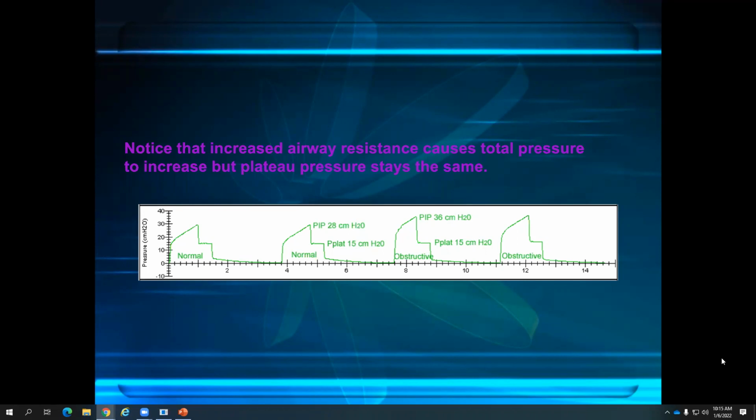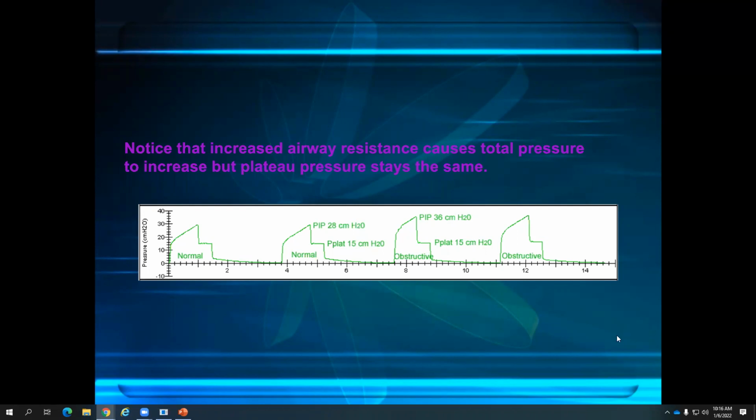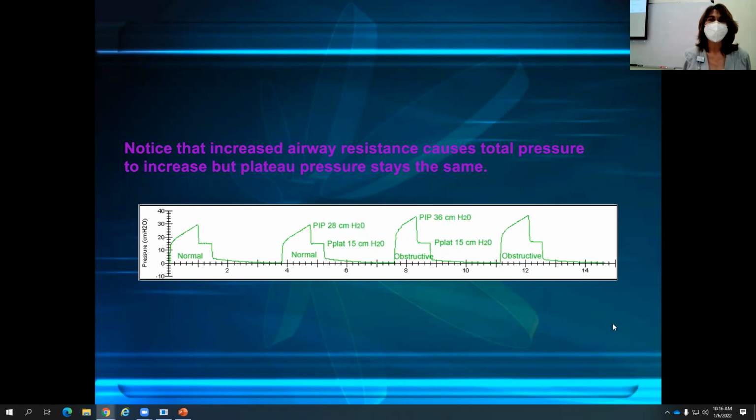Okay, question B. If the patient bites down on the endotube, will the peak pressure increase? Marlon, what do you think? Yes. Very good. So the peak pressure goes up, but nothing happens to the plateau pressure if the patient bites down on the endotube. Does everybody understand that? Okay.